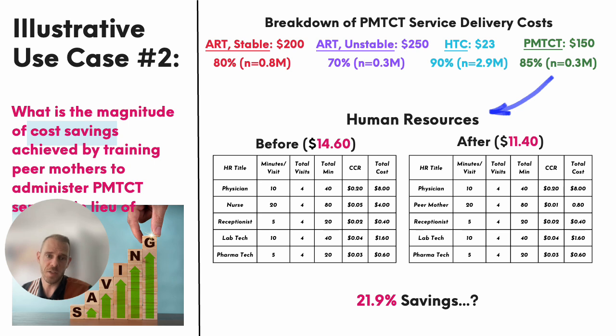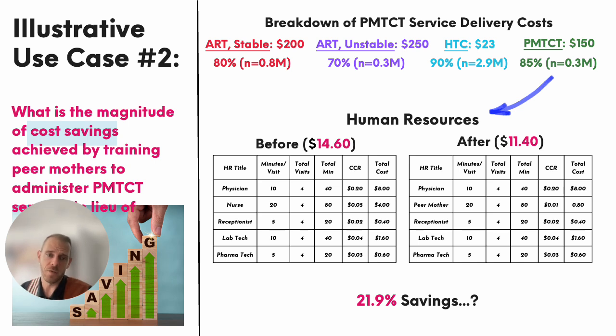By contrast, peer mothers, the table on the right, we can see nurses now become peer mothers, have a capacity cost rate that's closer to 1 cent per minute. And so the total cost for 80 minutes would be 80 cents, which would be a savings of about $3.20 rather, or a reduction of about 21.9%. So fairly substantial savings.